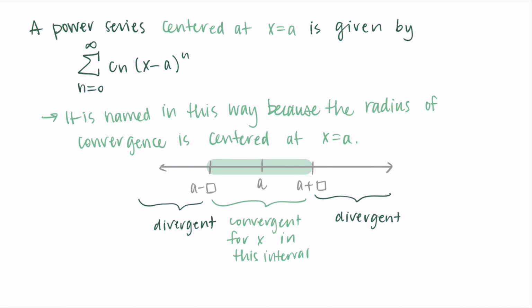Okay, so for solving problems, knowing why it's called centered at x equals a isn't too important. I just like to think of that x equals a value as the starting point. So when we plug in a, we get 0. That's sort of our beginning location that we're working from.